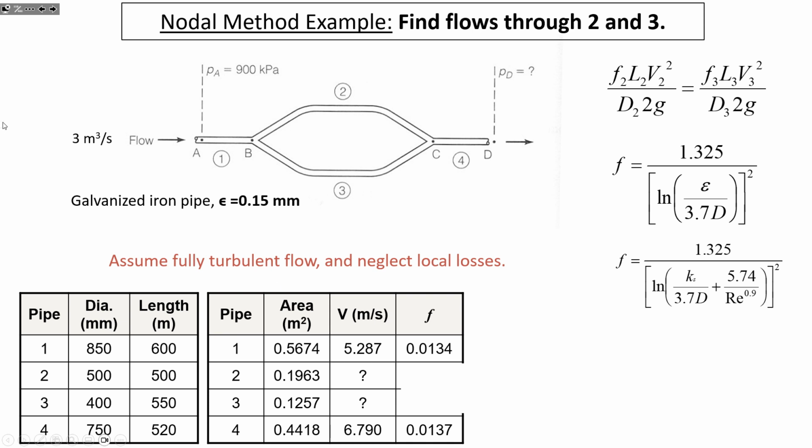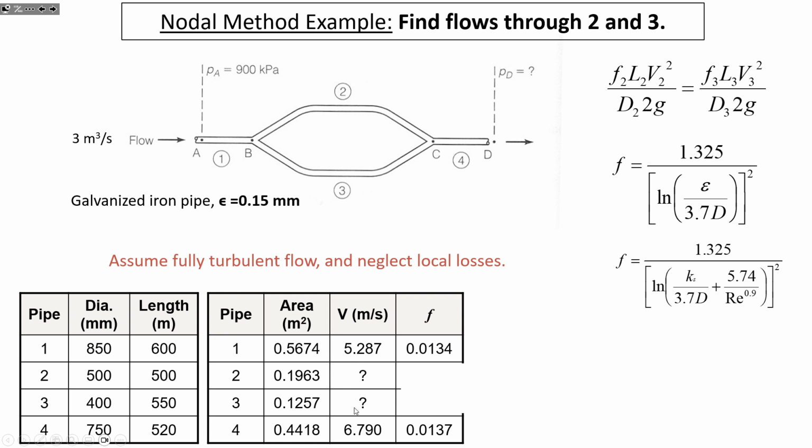All right, so 3 cubic feet per second, and let's say that we know the length of each of these pipes, the diameters. They're all galvanized iron, so that simplifies things a little bit. We've got an equivalent sand roughness of 0.15 millimeters. I've already gone ahead and calculated the f value for pipe 1 and pipe 4. You can see the f values there. But we've got a question mark.